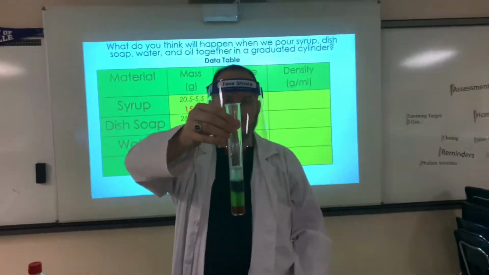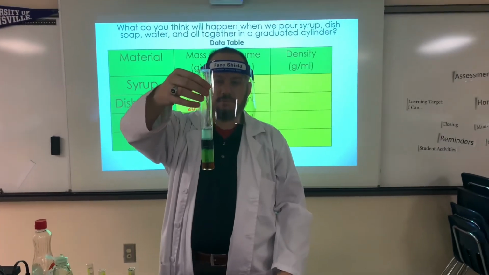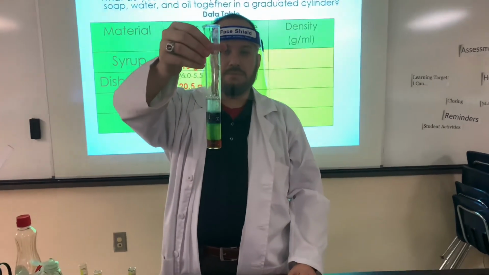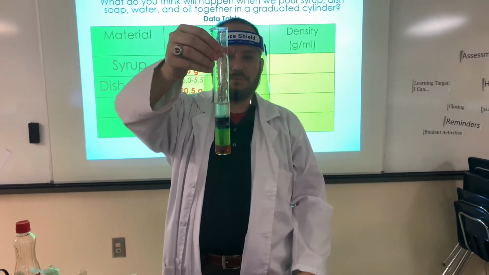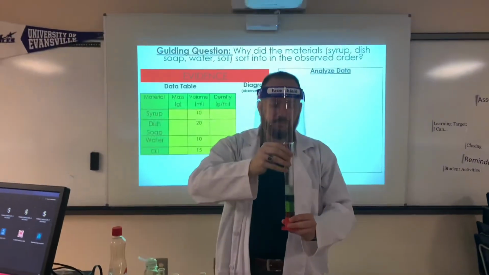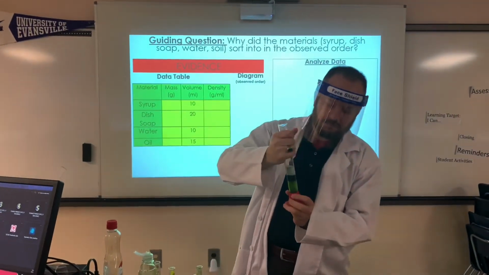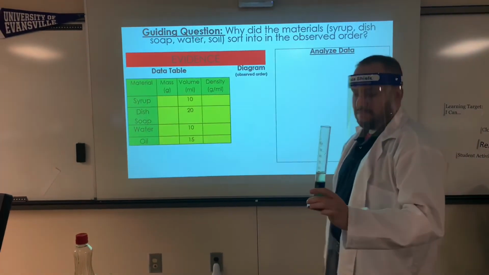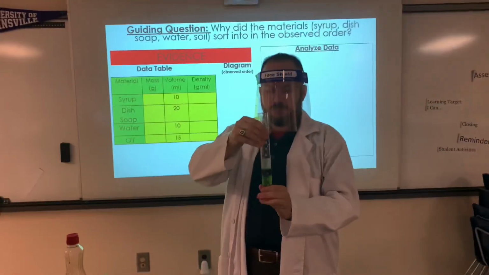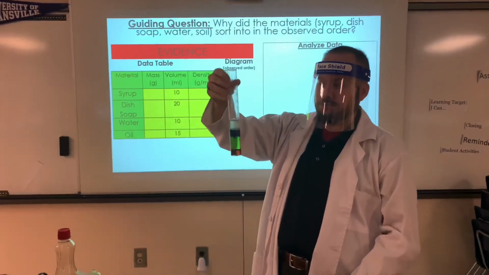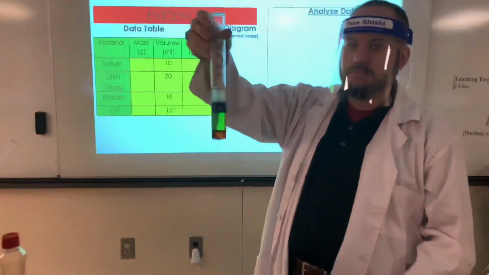Okay, so we can see the answer to our question, what happened. You can see if your hypothesis was correct. It should have been the syrup on the bottom, then the dish soap, then the water, then the oil, and they all separated. In this lab, what you are going to do with your teacher is figure out why this happened. Why did the materials sort in this observed order? We're going to be looking at the mass, the volume, and the density to see which one of these caused this density column.